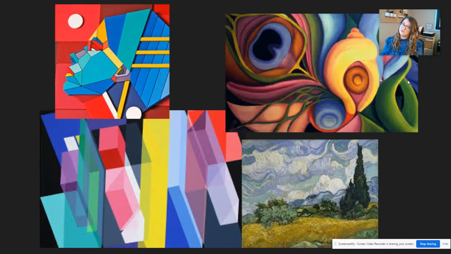Here are some examples of organic and geometric art. This is geometric over here, and this is organic. You can see how it's used in nature and also very free-flowing as well.